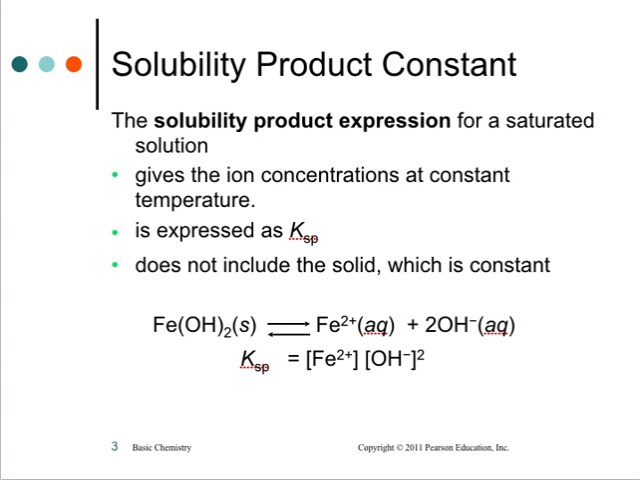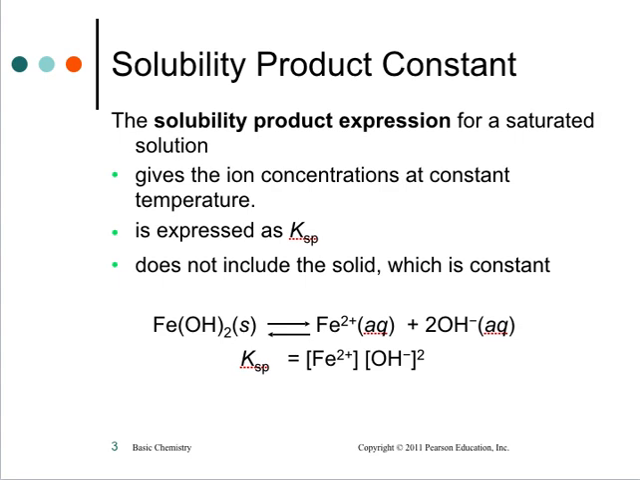If you have iron hydroxide, it's going to dissociate into iron 2 plus. Okay, because remember hydroxide is -1. There's 2 -1s, so this must be iron 2. So iron 2 is iron 2 plus, and 2 hydroxides, 2 OH minuses. So now I've got a coefficient.